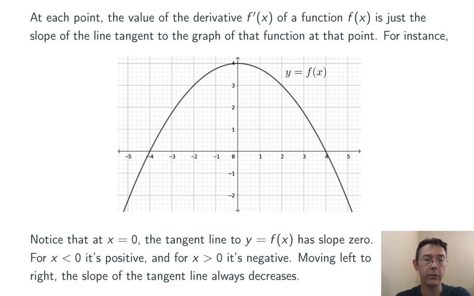For negative values of x, so on the left part of this graph, any tangent line to this graph is going to have positive slope. And in fact, the slope is going to be more positive the further to the left we go. Similarly, on the right part of this graph, for x greater than 0, we're going to have a negative slope. The derivative is going to be negative. And it's going to get more negative the further to the right we go.